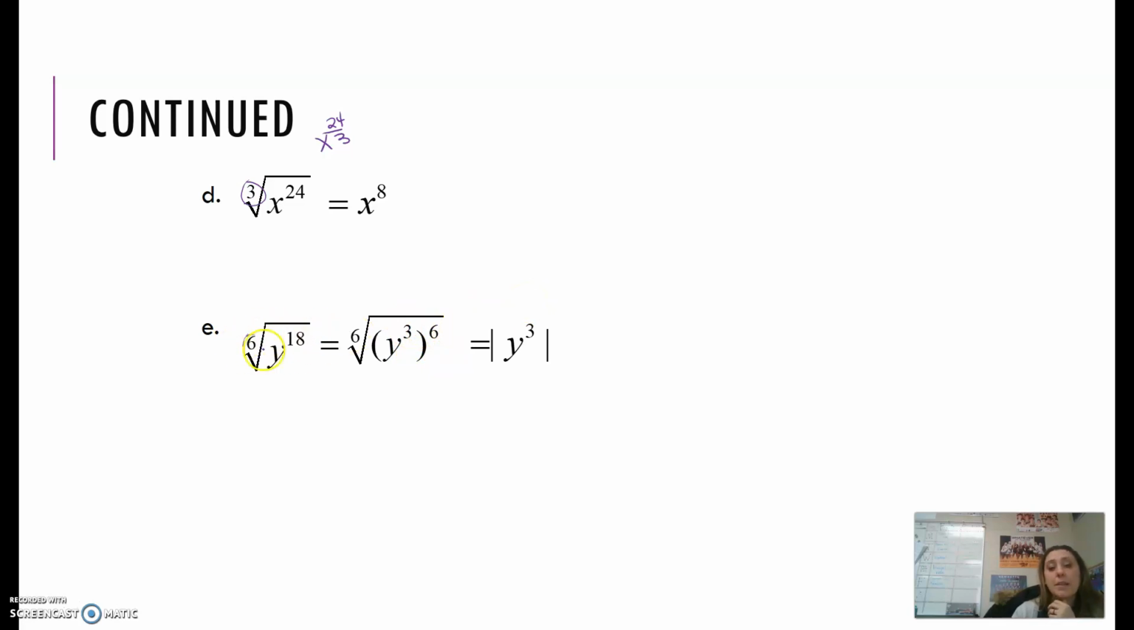So you may get something like this on your homework, number 17 in particular. I think it's 17. So make sure you have those absolute values. That's what it's looking for in the homework. If you told me that this was equal to y cubed, I would accept that as your answer. I'm just helping you get your homework right.